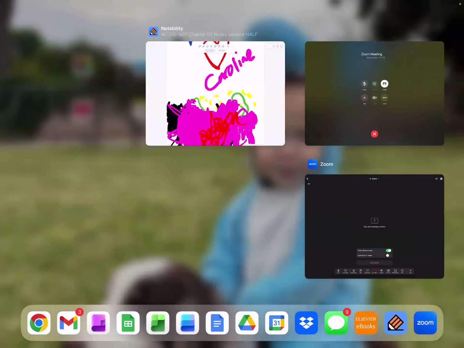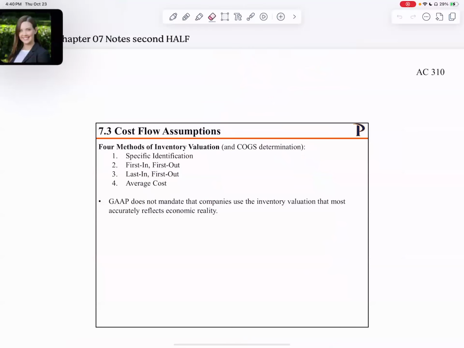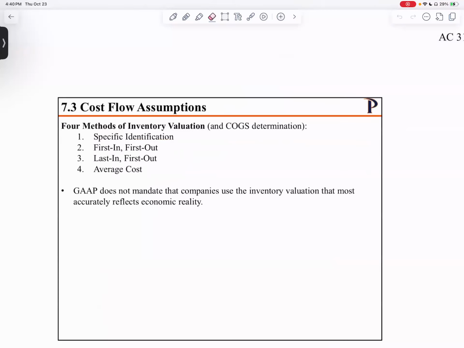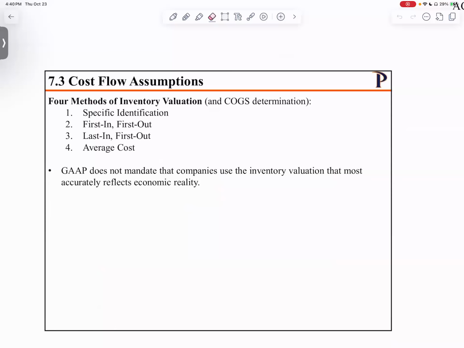In this video, we will be looking at the weighted average cost method of valuing our inventory. Before we jump into all the different cost methods, I'm going to do a separate video for each of them. I do just want to point out that under GAAP, companies are not required to use a specific inventory valuation method. They can actually use whichever one they want, and it doesn't need to accurately reflect economic reality. So even if the true flow of costs for their goods reflects FIFO, they can still elect LIFO as their method.